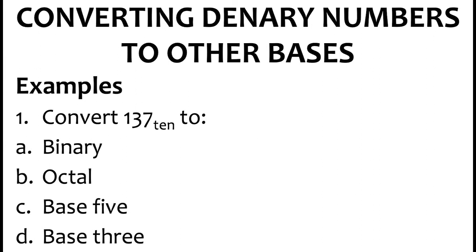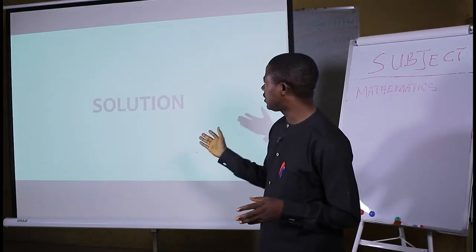Now let's cite examples. Example 1. As we can see on the board, we are expected to convert 137 base 10 to A, binary, B, octal, C, base 5, D, base 3. The question again: convert 137 denary to A, binary, B, octal, C, base 5, D, base 3. Now let's see the solution.